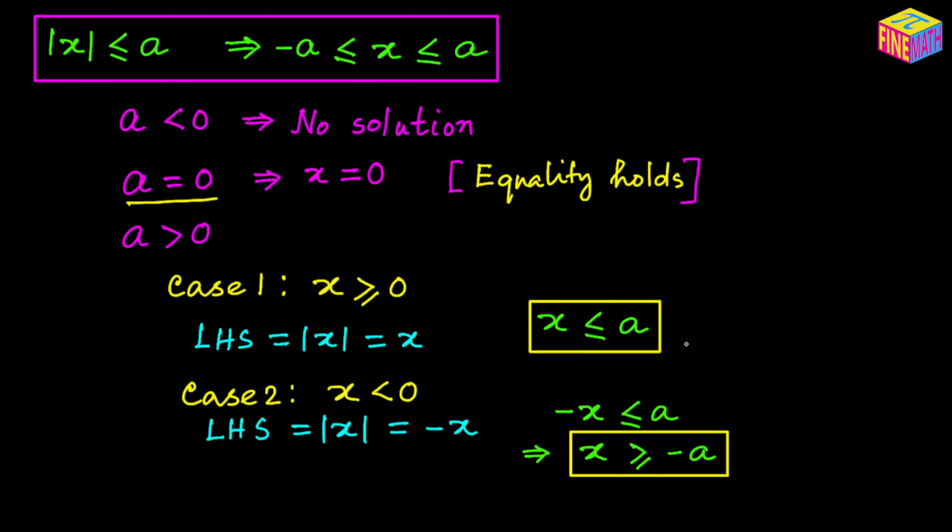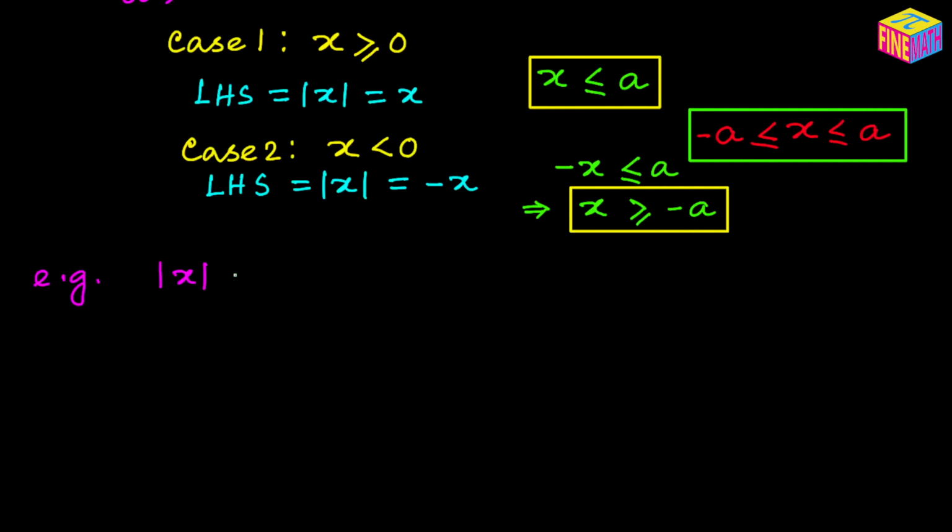And then if we combine these two results, that x can be less than or equal to a, and x can be greater than or equal to negative a, the combined picture is going to look like this. I'm writing it here in red, so we can say x is going to be less than or equal to a and greater than or equal to negative a, and that's exactly what we wanted to prove. For example, if somebody says modulus of x is less than or equal to 2, then using this property we can say x must be greater than or equal to negative 2 and less than or equal to 2.